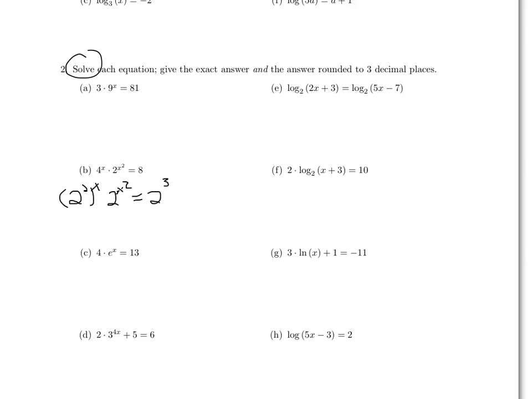our rules of exponents are useful, because on the left-hand side of this equation, this first part is really just 2 to the 2x, right? When we have a power to a power, those powers get multiplied. So this is 2 to the 2x, and this is 2 to the x squared. And when we multiply two powers of 2, the exponents get added. So the rules of exponents tell me that the left-hand side can be rewritten as 2 to the x squared plus 2x. And of course, the right side is 2 to the third.